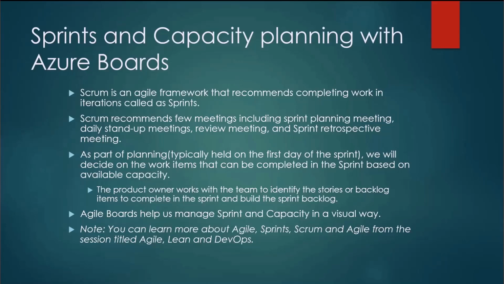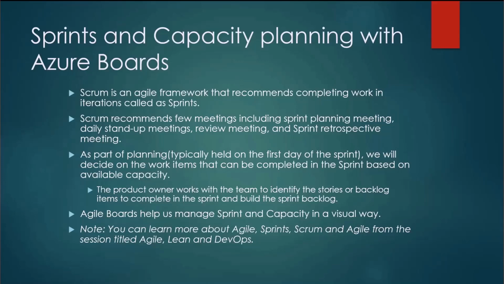As part of planning, typically held on the first day of the sprint, we will decide on the work items that can be completed in that sprint based on available capacity. It may be done in 2 steps. First, you will approximately pick up tasks along with a product owner. And then in the second round, you will actually sit with the development team and analyze how much effort is actually required and whether you will be able to pick up all those tasks or not. And if you feel that, based on available capacity and effort estimation, some of the tasks are not possible, then you will pick up the tasks with more priority.